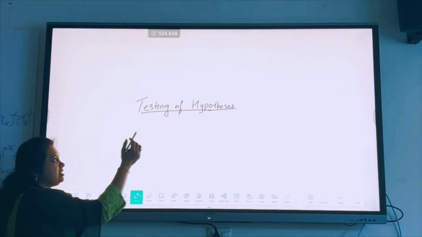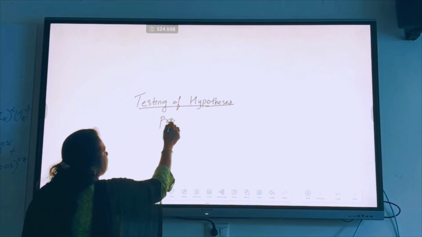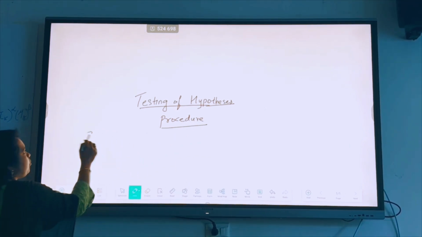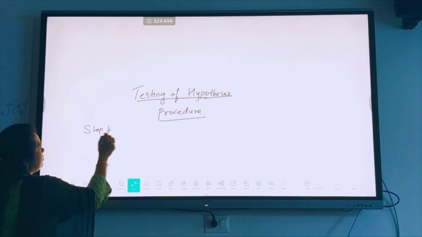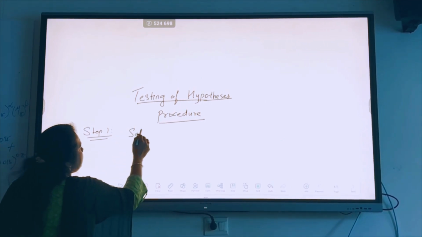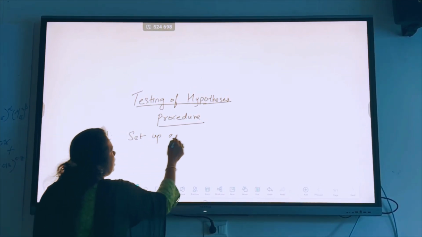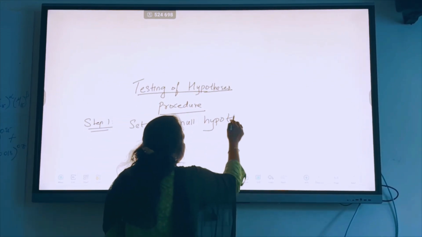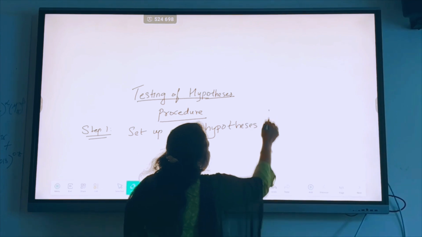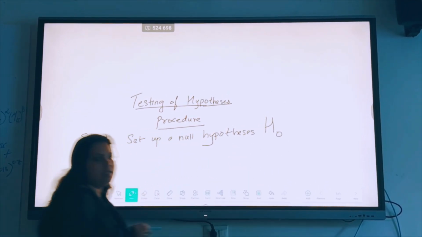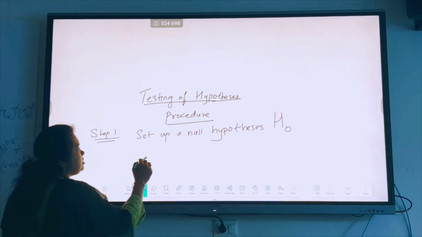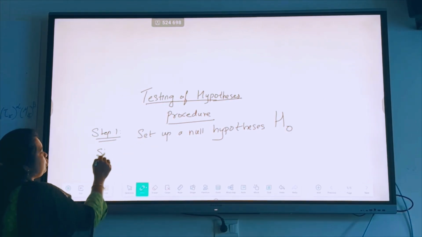Testing of hypothesis. Procedure. Step 1: Set up a null hypothesis H naught. So, step 2.